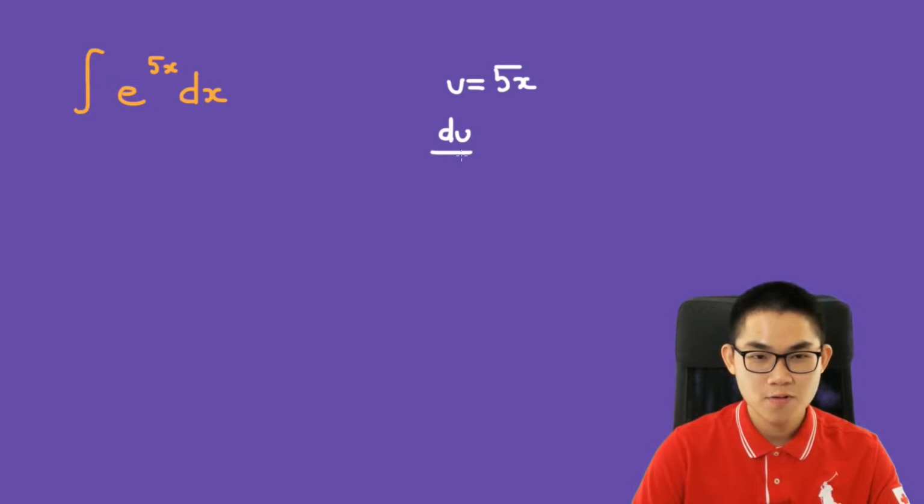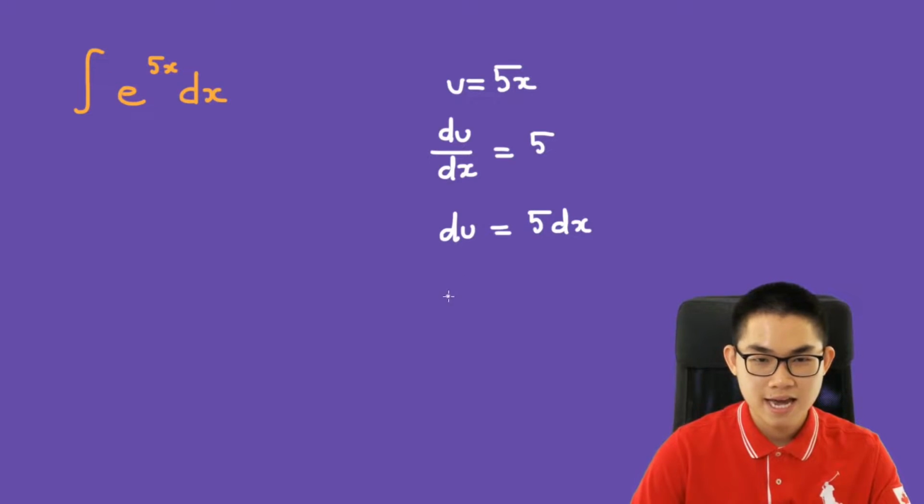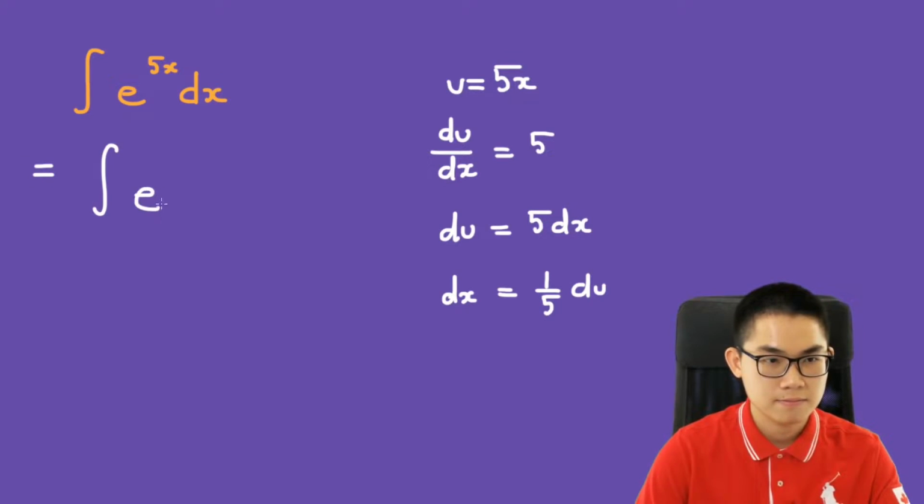This one is really simple. We let u equal to 5 times x. So du over dx is equal to 5. Then du is 5 times dx. And dx is 1 over 5 times du.